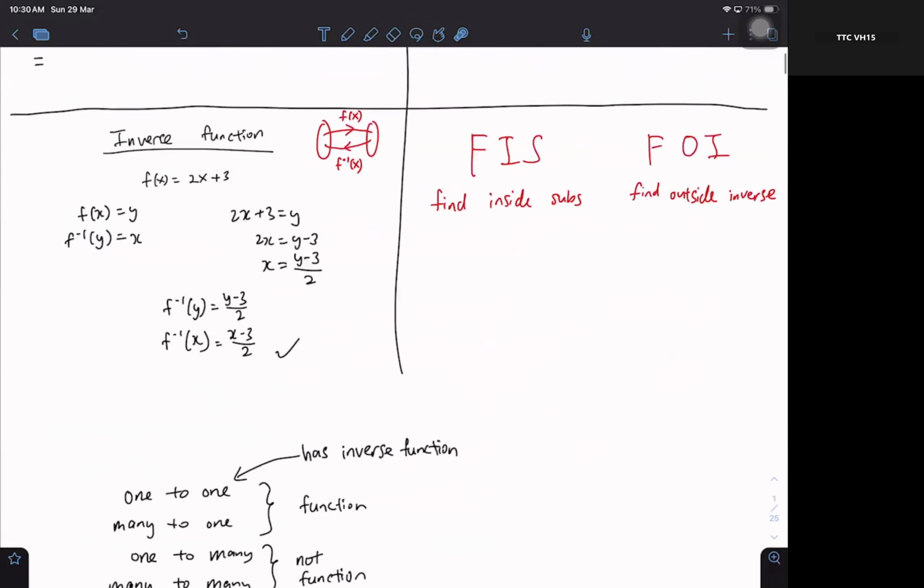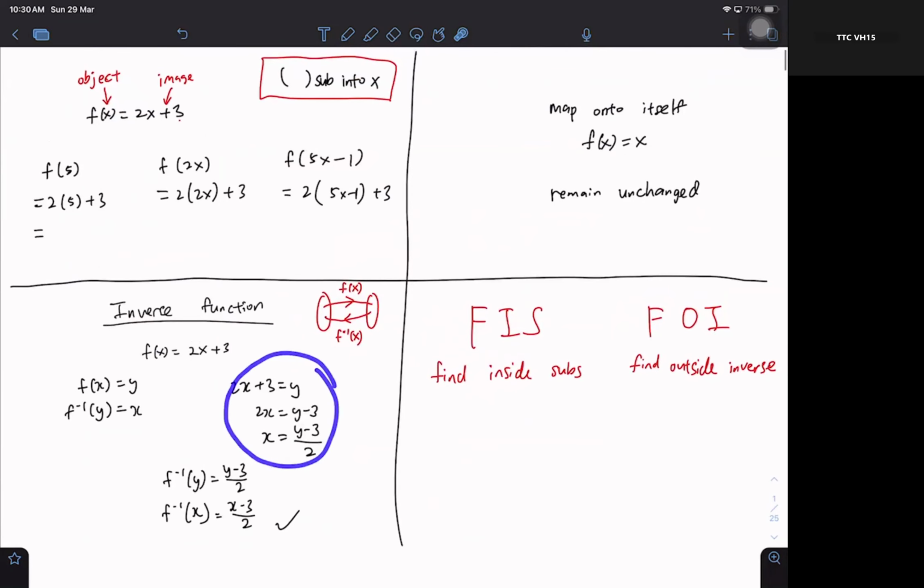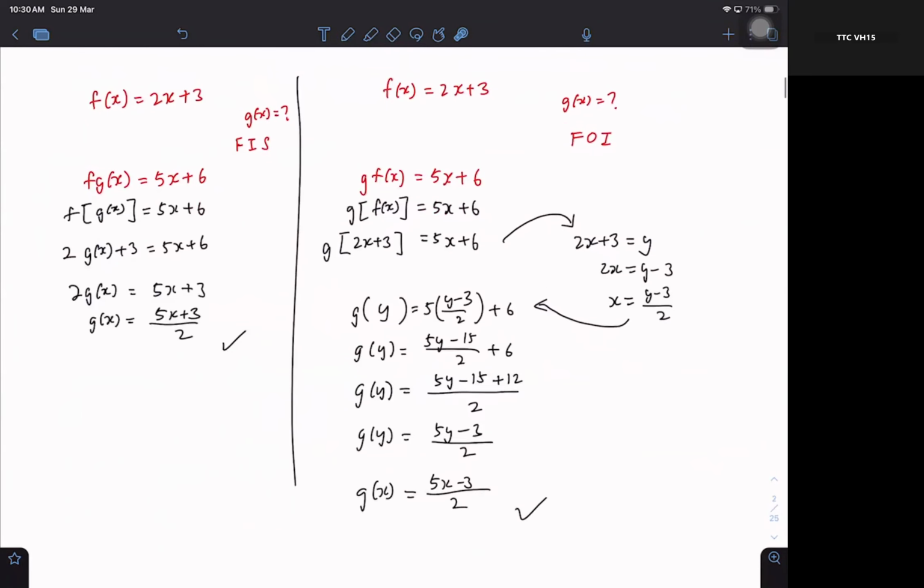When we do inverse, we equals to y, right? And then we want to find the x, right? Same thing, so plus 3 bring over minus 3. Times 2 bring over divide 2. So x equals to y minus 3 over 2, right?